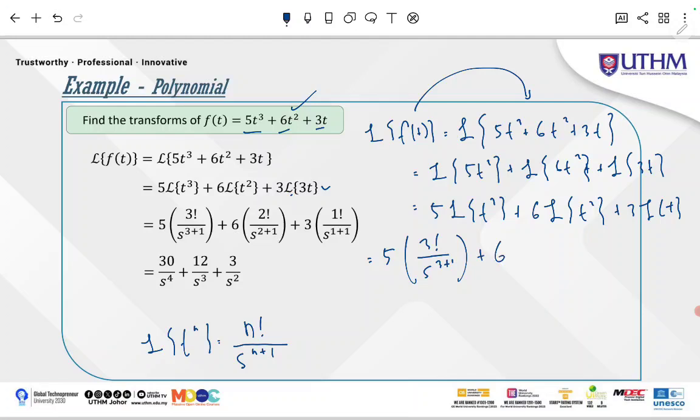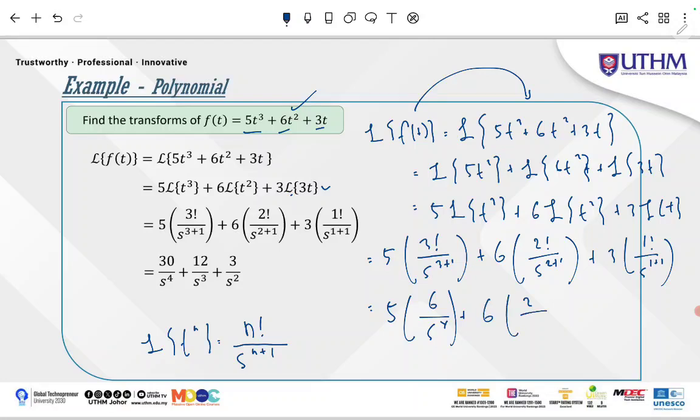Plus 6 times 2 factorial over s to the power of 2 plus 1, plus 3 times 1 factorial over s to the power of 1 plus 1. So in the end, we got 5 times, 3 factorial is 6, over s to the power of 4, plus 6 times, 2 factorial is 2, over s to the power of 3, plus 3 times 1 over s squared. In the end, this is the solution.